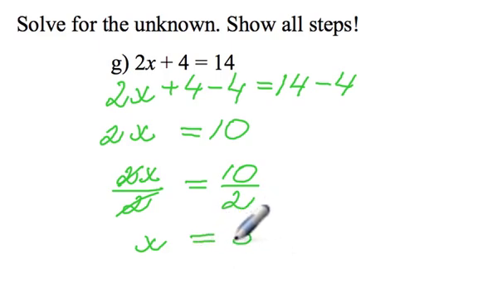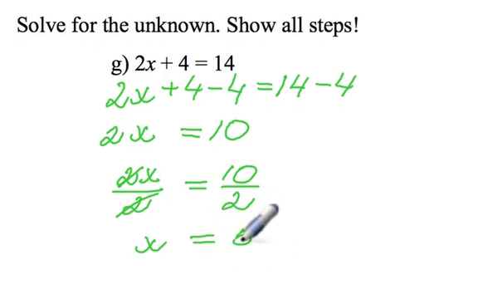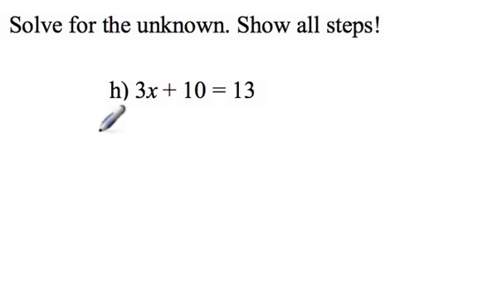by 2 is 5. You can mentally check whether your answer is correct by multiplying 2 times 5 is 10. 10 plus 4 is 14. So we solved correctly. Here, 3x plus 10 equals 13.